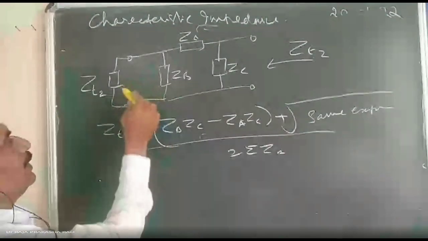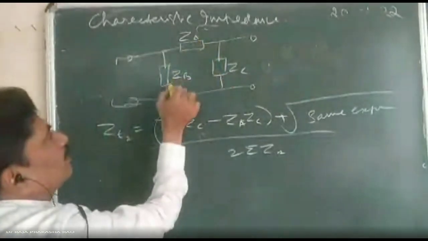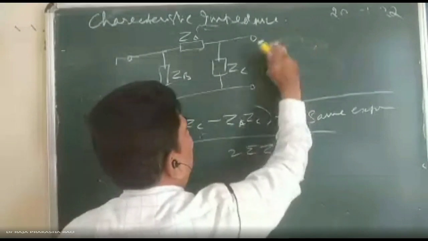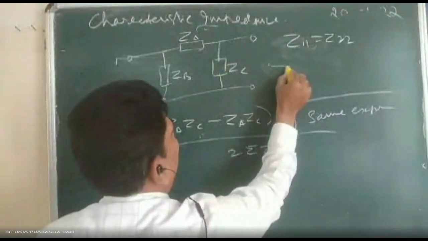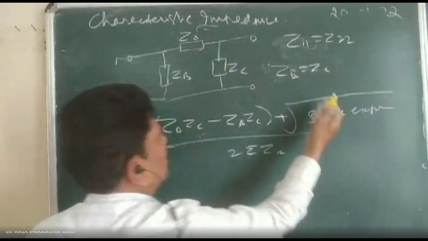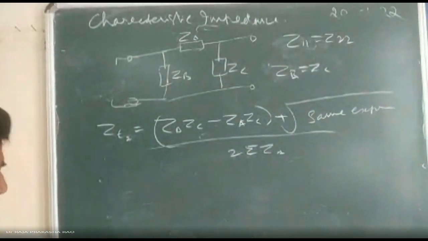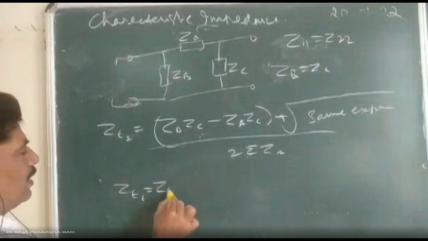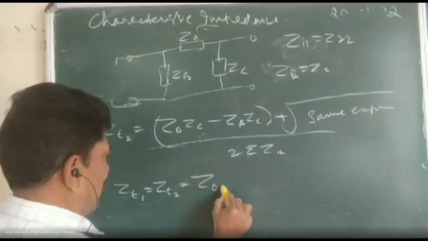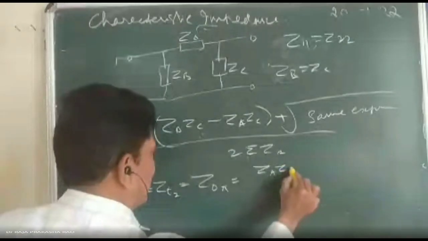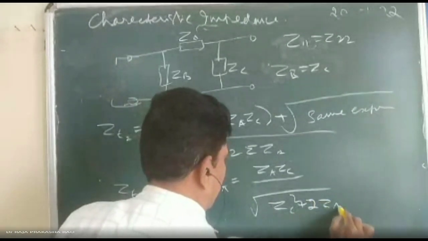Okay. If the network is symmetric, then ZB will be equal to ZC. That is, for a symmetric network, Z11 is equal to Z22. So for a symmetric network, ZB is equal to ZC. You just substitute this in the expressions for ZI1 and ZI2, and you will get ZI1 equal to ZI2 for a symmetric network. We denote it by Z0 pi, which is equal to ZA ZC by under root ZC square plus 2 ZA ZC.